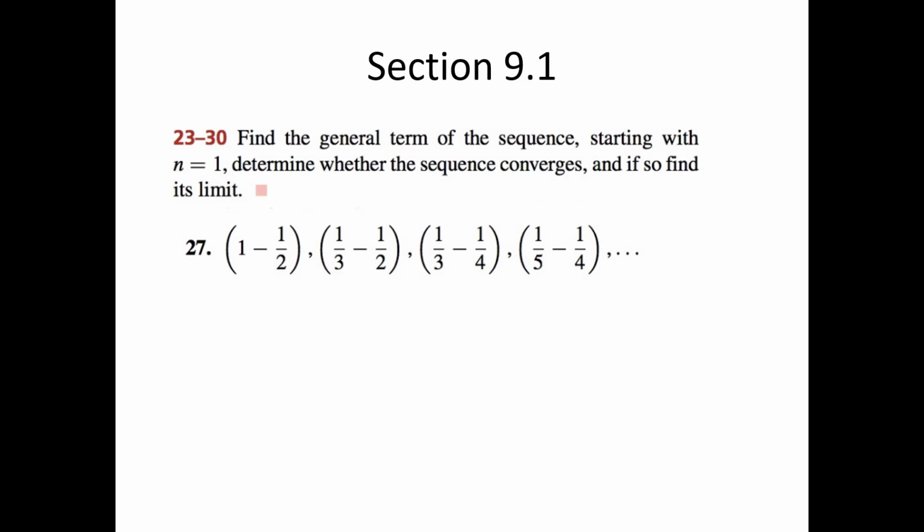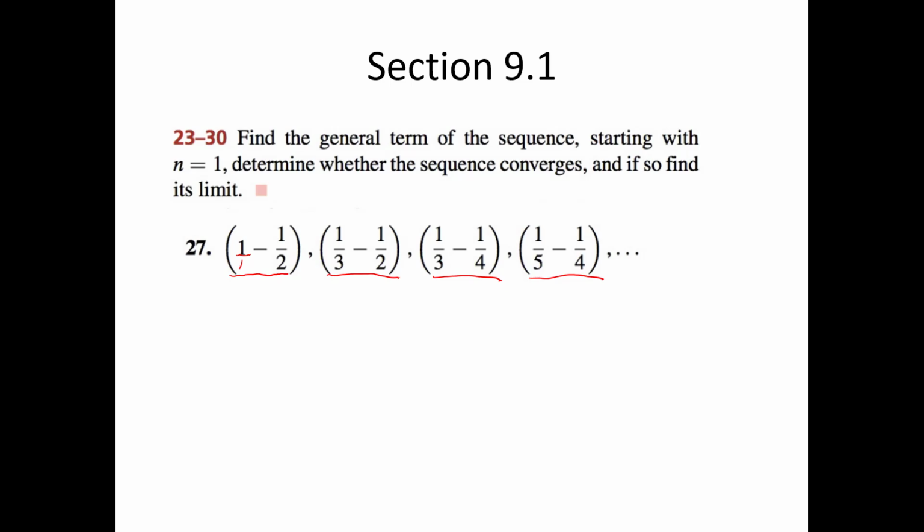And so here we're looking for pattern recognition. And so what you notice is that each term, these are your terms, the first term, second term, third term, fourth term, has 2 fractions. The first one doesn't look like a fraction, but if we write it as 1 over 1, we're good. And then we have 1 over 1 minus 1 over 2, and then 1 over 3 minus 1 over 2, and then 1 minus 3 minus 1 over 4.